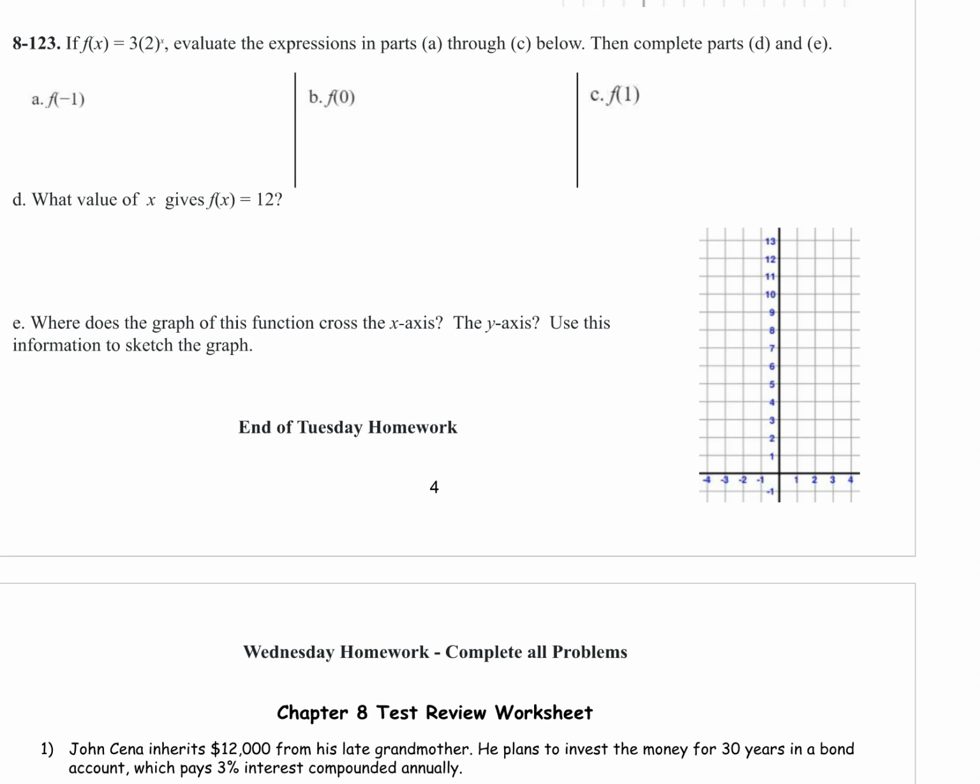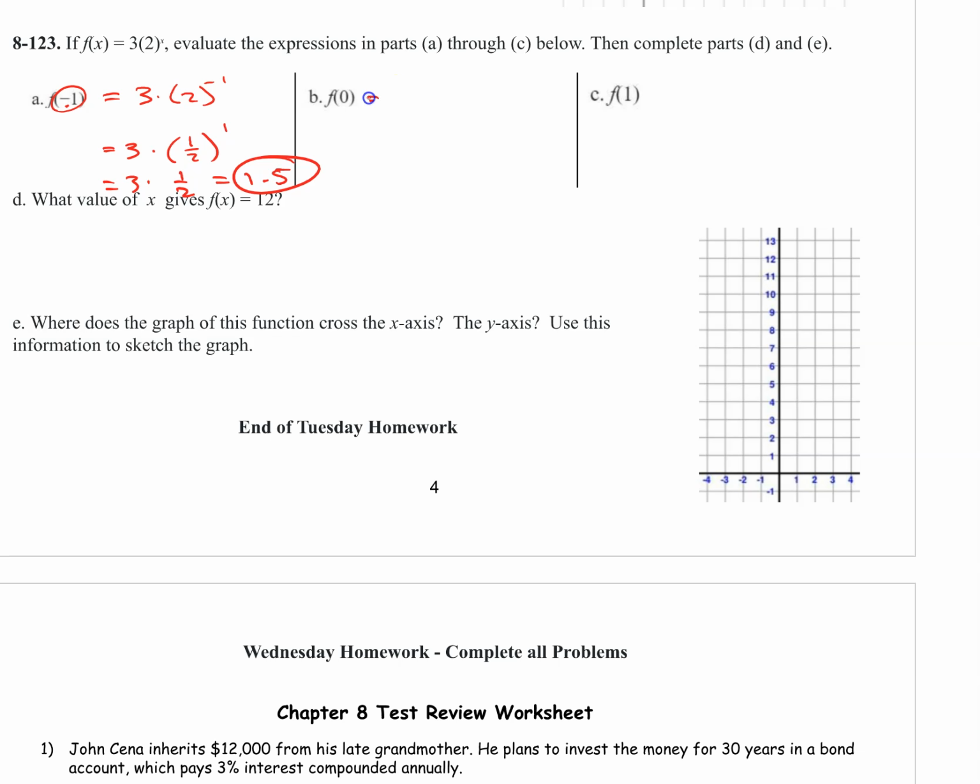8-123. If f of x equals 3 times 2 to the power x, evaluate all these expressions a, b, and c, then do d and e. Okay, so evaluate. What we do is take this as our input, and we write 3 times 2 raised to the power. Let's replace x with -1 for this one. So that's 3 times... Remember, any negative exponent flips what's on the inside. So 2 gets flipped, now it's a half, and the exponent becomes positive. Negative to positive, flip. That's just 3 times a half, and that's 1.5.